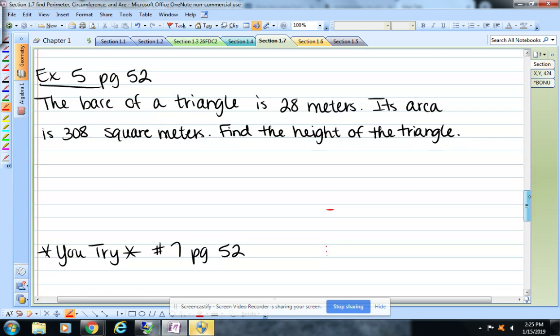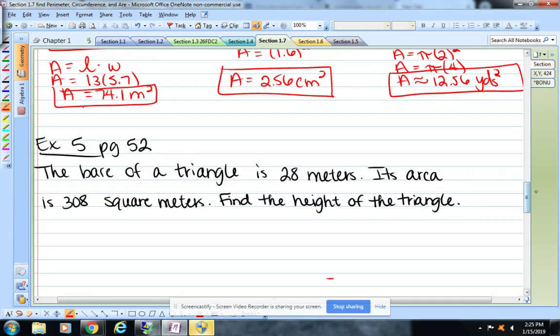One last thing we're going to talk about is they might give you a word problem and tell you different parts and you have to find the other part. So for one thing, they give me the base of a triangle is 28 meters. Its area is 308 square meters. Find the height. Okay, so we're not finding the area. They told us the area, but we still need to use the formula for the area of a triangle. Because number one, they told me it was a triangle. Number two, they gave me the area. So what's the formula for the area of a triangle?